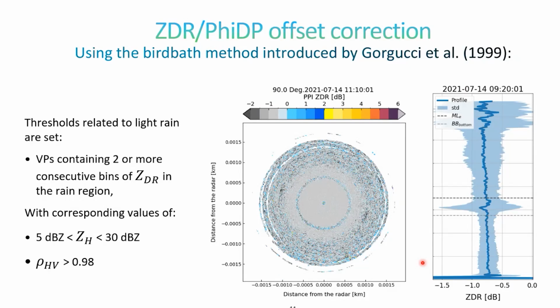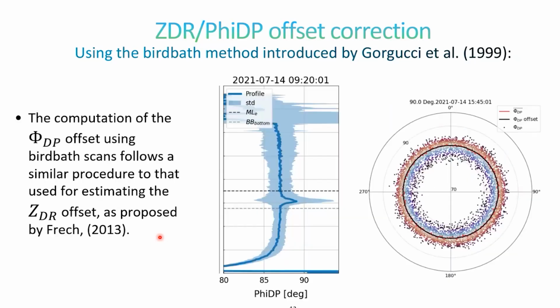Another step is the detection of the offset on ZDR and on ΦDP. This is based on the traditional method where we have the vertical scans, the PPIs taken at vertical incidence. We average to build the vertical profiles, and then we set these thresholds related to light rain. So we make sure that it contains 2 or more consecutive bins of ZDR in the rain region and corresponding values of ZH and ρHV that make sure that we're really in rain. Same for ΦDP.